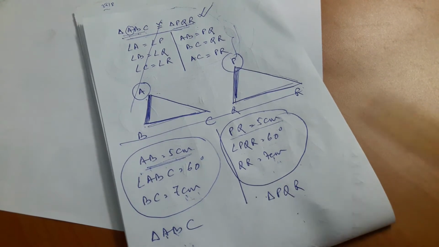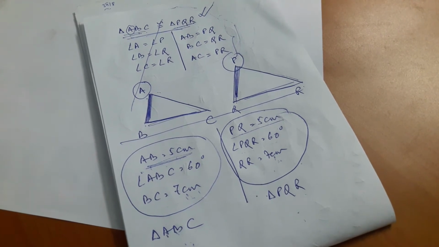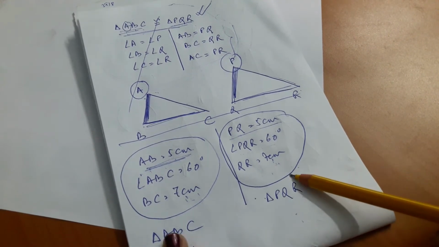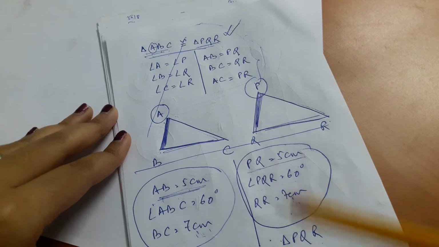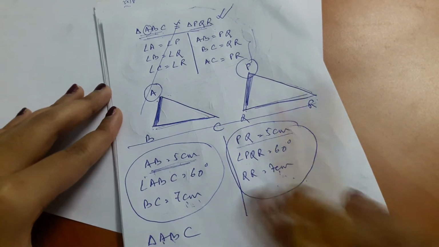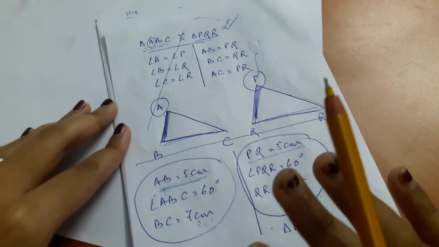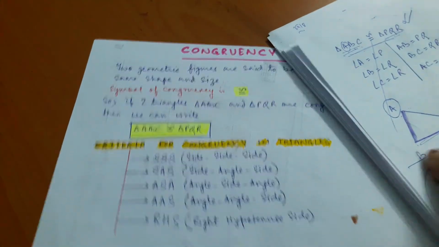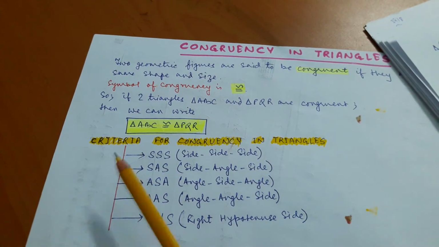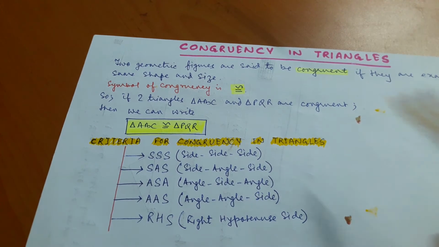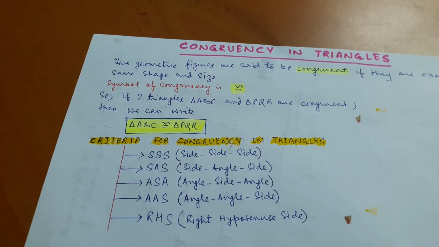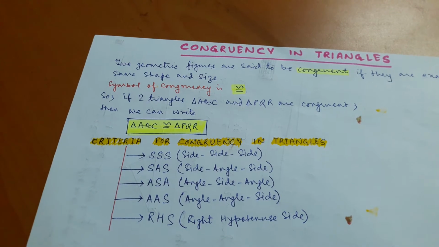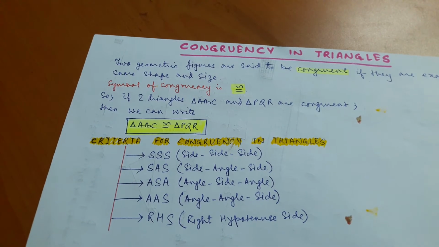In such cases, how will we understand whether 2 triangles are congruent or not if we are given information partially? If we are not given all the values of the sides or all the values of the angles, how will we make out that 2 triangles are congruent or not? To solve this problem, we need to remember certain criteria. These are the 5 criteria for congruency in triangles. If any one of these 5 criteria is satisfied for 2 triangles, then we can say that these two triangles are congruent.